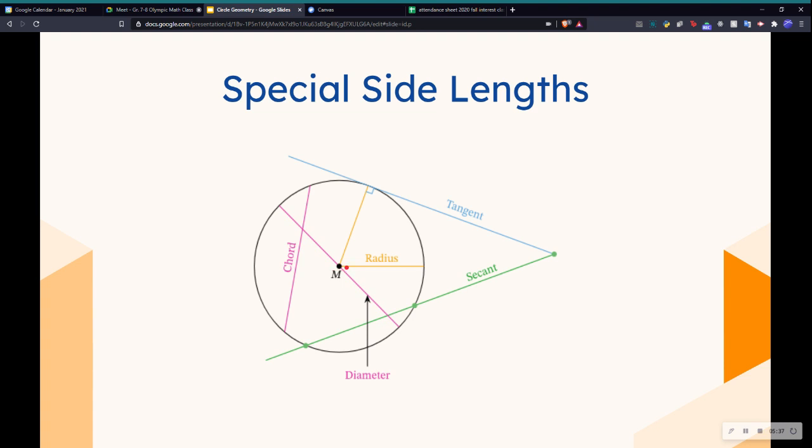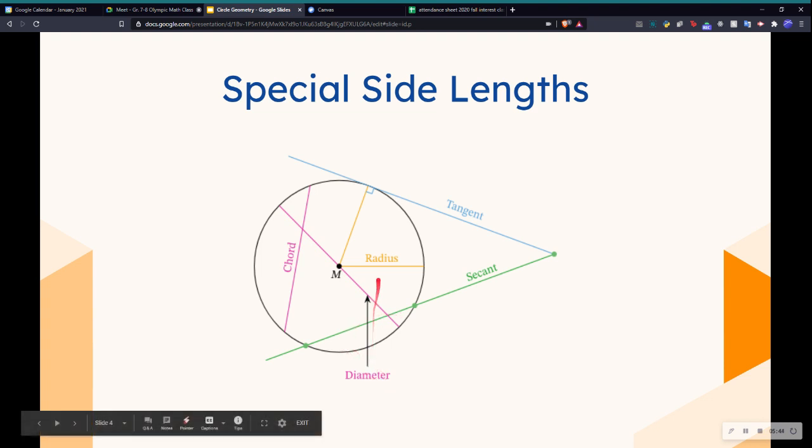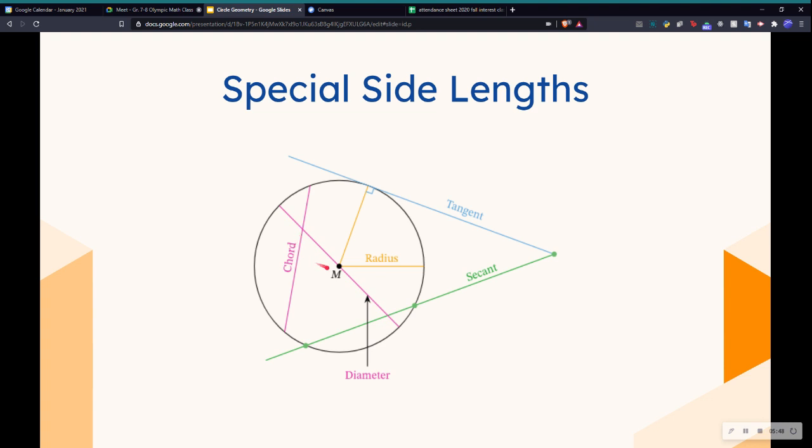So it passes through the center, but then its endpoints are on the circumference. So 2 points on the circumference are its endpoints. So diameter is 2 times the length of the radius. So we can remember that.